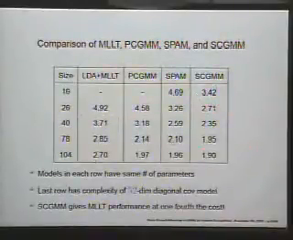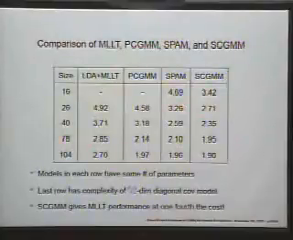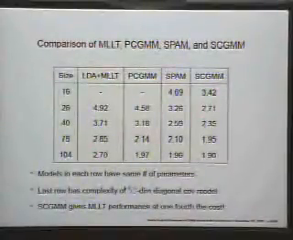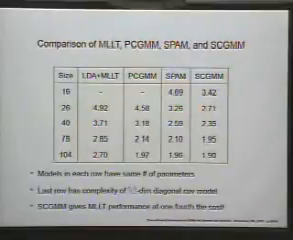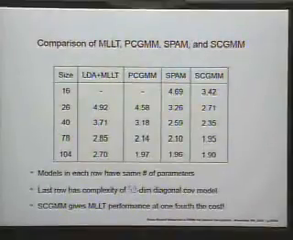So every row has roughly the same amount of computation because it's the same number of parameters. What is interesting to see is if you take a standard MLLT system for this data, you get a 2.7 word error rate. You can get the same sort of performance with just 26 parameters if you use SCGMM. So the point is you can get close to the best diagonal number by using very few parameters.